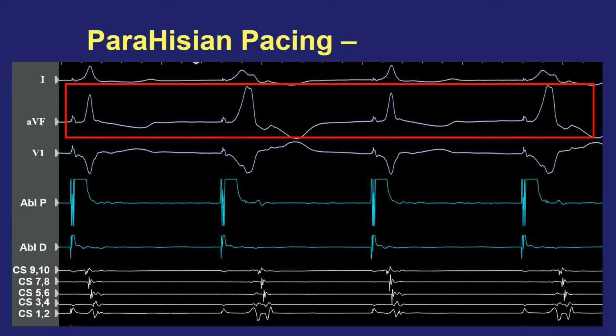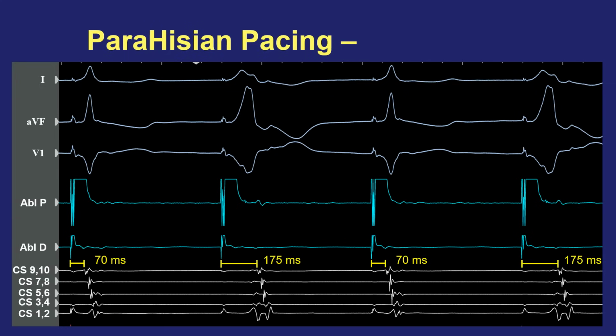So now that we know which beats are capturing His and which ones are not, let's measure the VA times. Notice that the first and third beats where we capture the His, we have a stimulus to earliest A timing of 70 milliseconds, and on the 2 wider beats where we lost His capture but maintain ventricular muscle capture, we jump out to over 100 milliseconds longer here, 175 milliseconds.